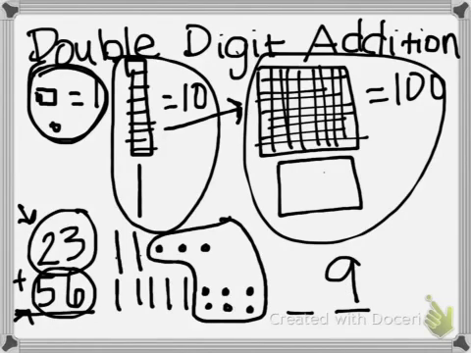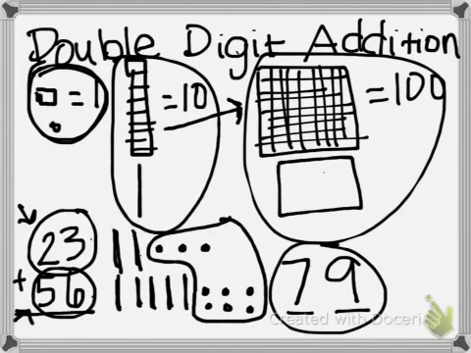Now I'll find out what's in the tens place. I'm going to count my tens. 1, 2, 3, 4, 5, 6, 7 tens, which has a value of 70. So 7 tens. Now I know that 23 plus 56 has a value of 79. That's how you can use base 10 blocks to solve double-digit addition problems without regrouping.